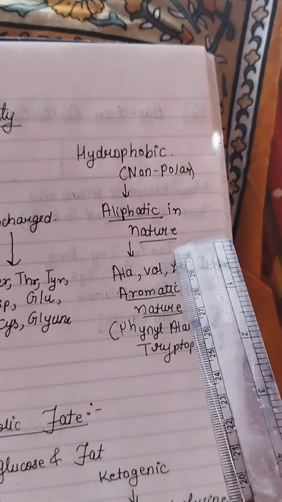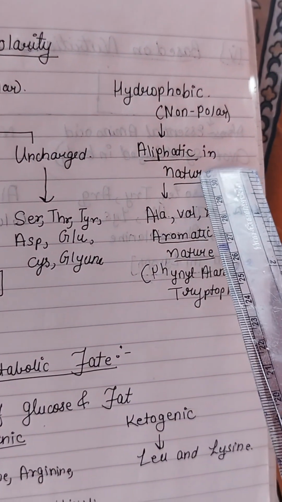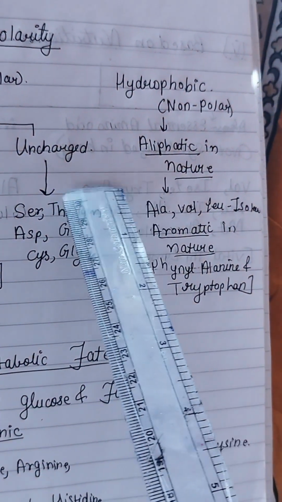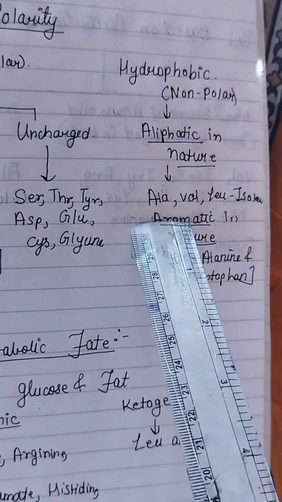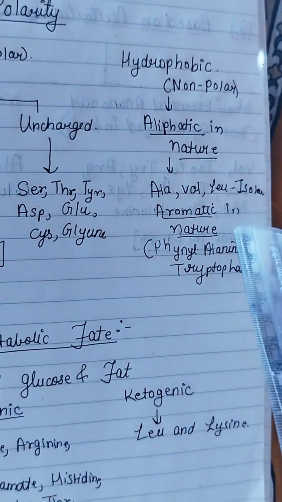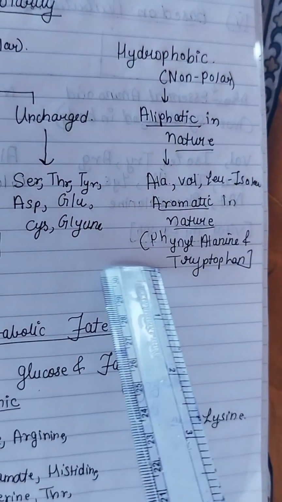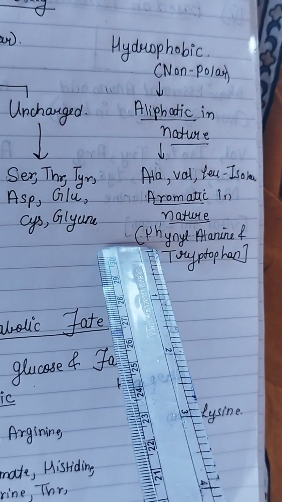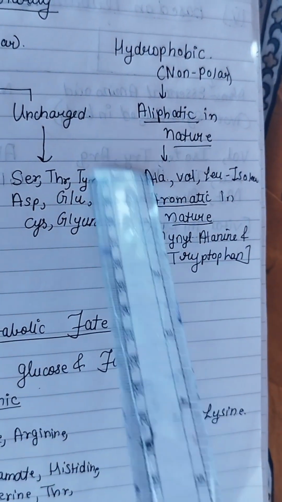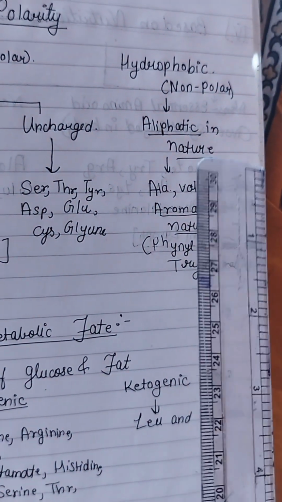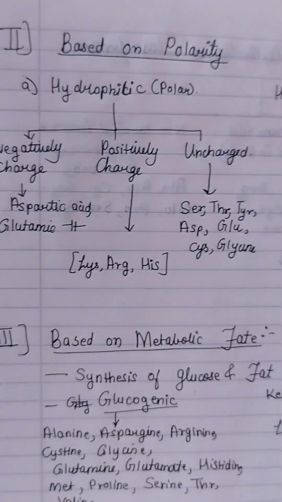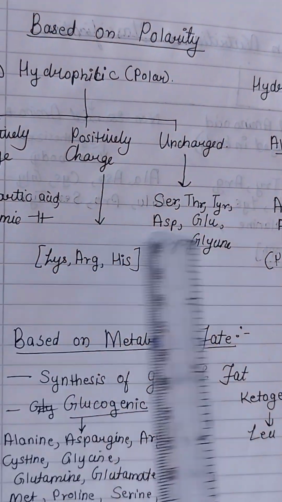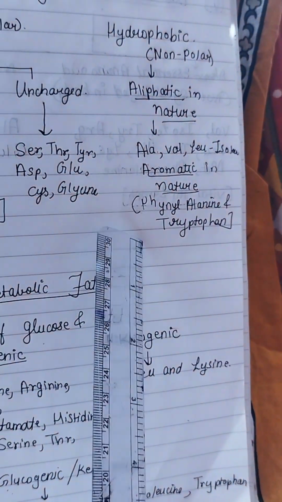Now the hydrophobic ones are non-polar in nature. These are also aliphatic: alanine, valine, leucine, isoleucine. And the aromatic ones, which are the aromatic amino acids? Phenylalanine and tryptophan. So these are the hydrophobic, water insoluble amino acids. So based on polarity, they are polar as well as non-polar in nature.